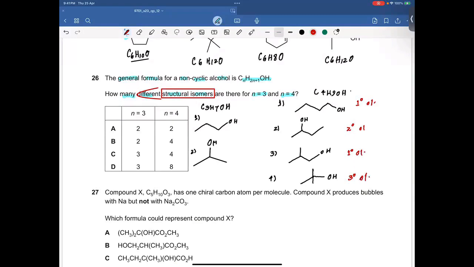So we have, when N equals 3, 2 isomers. When N equals 4, 4 isomers. So the right answer is going to be B.